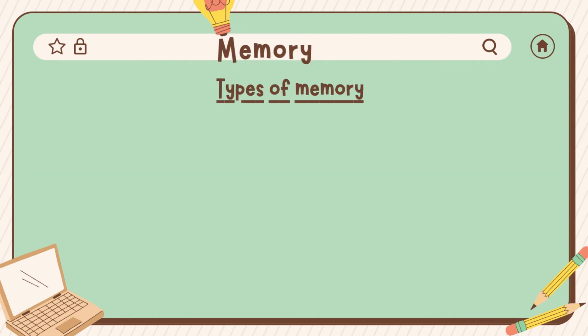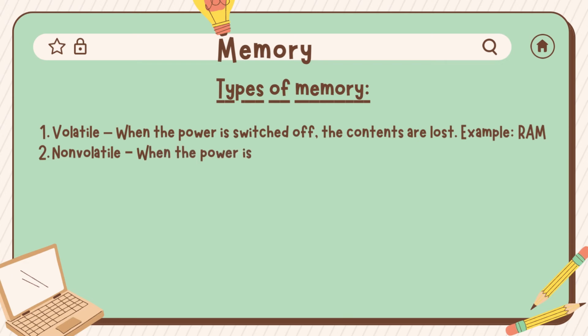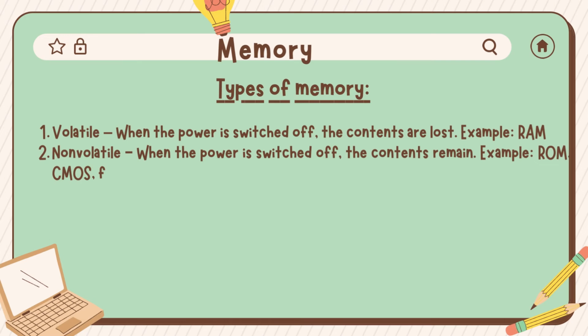Types of memory. First, volatile. When the power is switched off, the contents are lost. For example, RAM. Second, non-volatile. When the power is switched off, the contents remain. For example, ROM, CMOS, and flash memory.